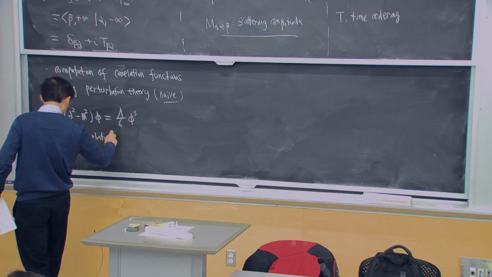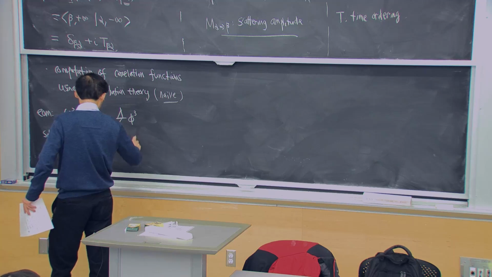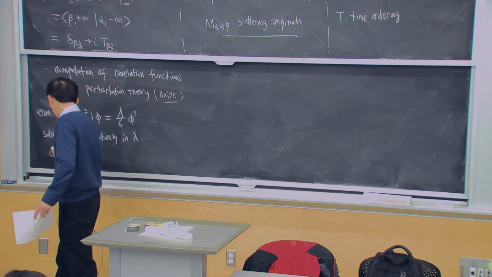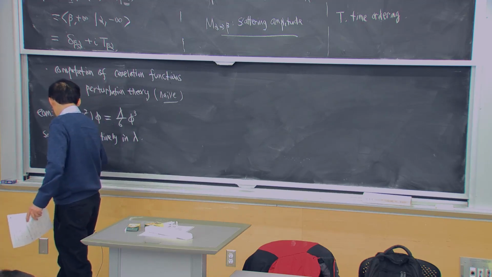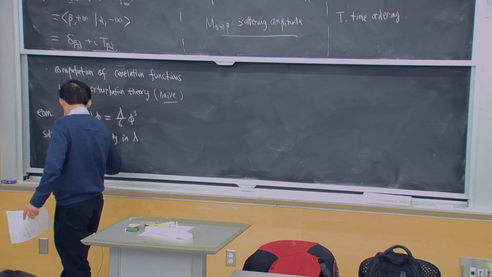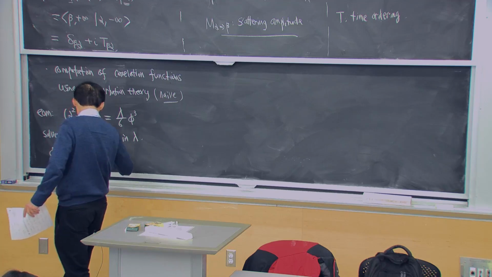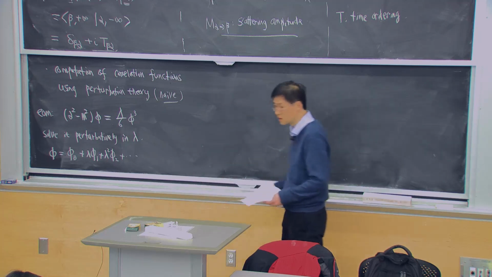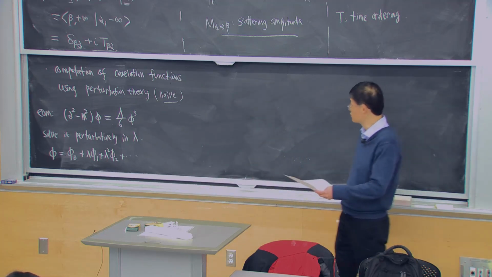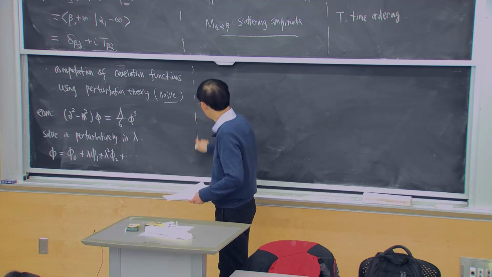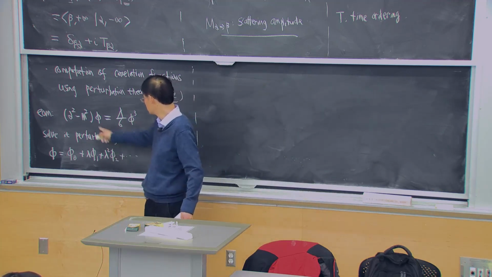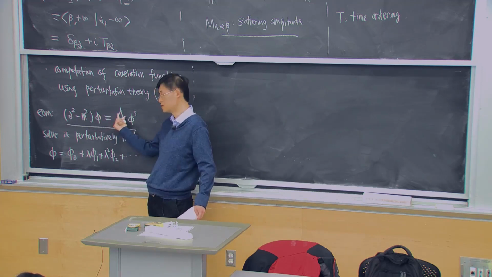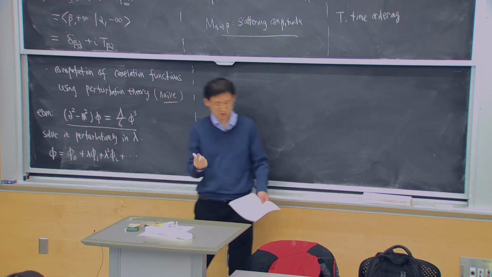So the way we do it is the following. We write φ = φ₀ + λφ₁ + λ²φ₂, etc. λ is a small number, so you imagine you expand φ in a power series of λ. Then you just plug this power series into the equation, and you equate the two sides with the same power of λ.